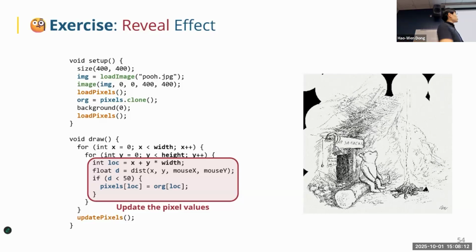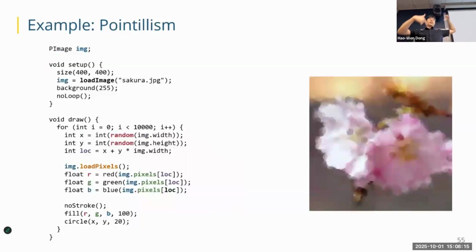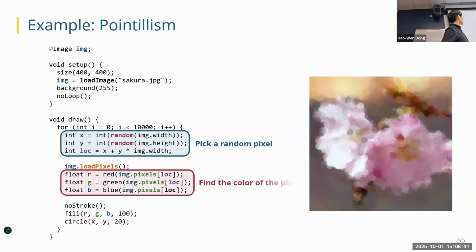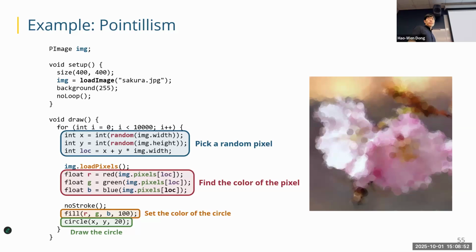And the other example is this pointillism, where essentially you read an image. And then for each pixel of the image, you try to draw it as a circle of the color that's semi-transparent, so that together you create this oil-painting-ish style. Cool. So, basically pick a random pixel and then you find the color of that pixel and then you draw the circle with some alpha value of 100. So it's semi-transparent. And then you draw a circle.